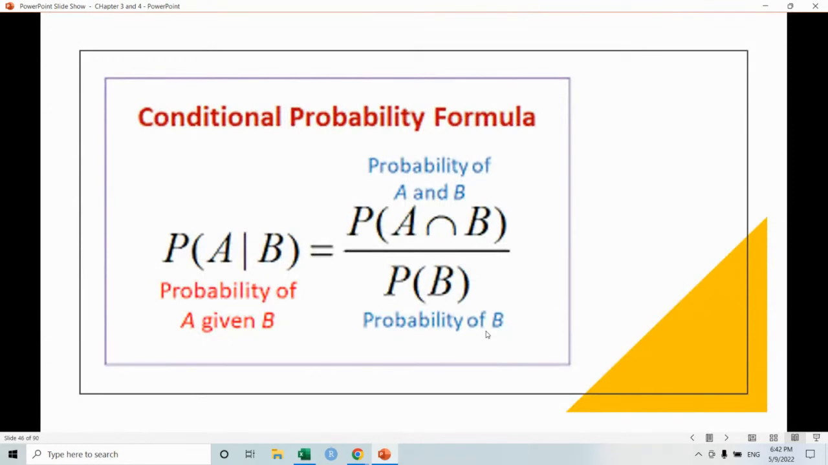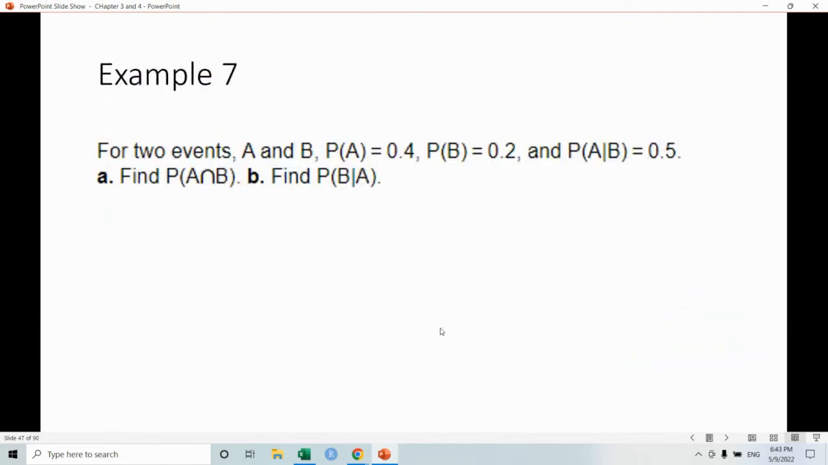Kind of what we were just talking about, with different terminology depending on which book you're using. The probability of A given B is equal to the probability of A and B, the intersection, divided by the probability of B. So we have two events, A and B, and we have the probability of A and the probability of B. For the probability of A given B, we need to find the intersection and the probability of B given A.